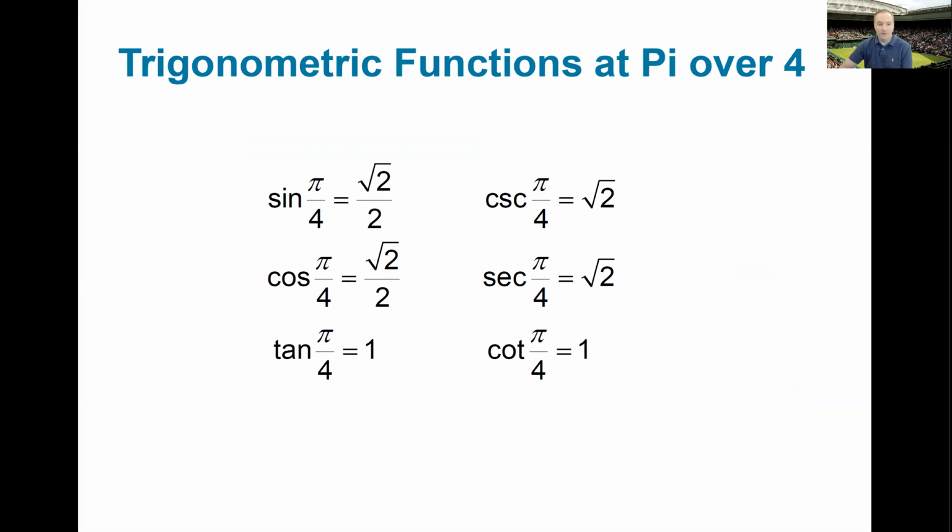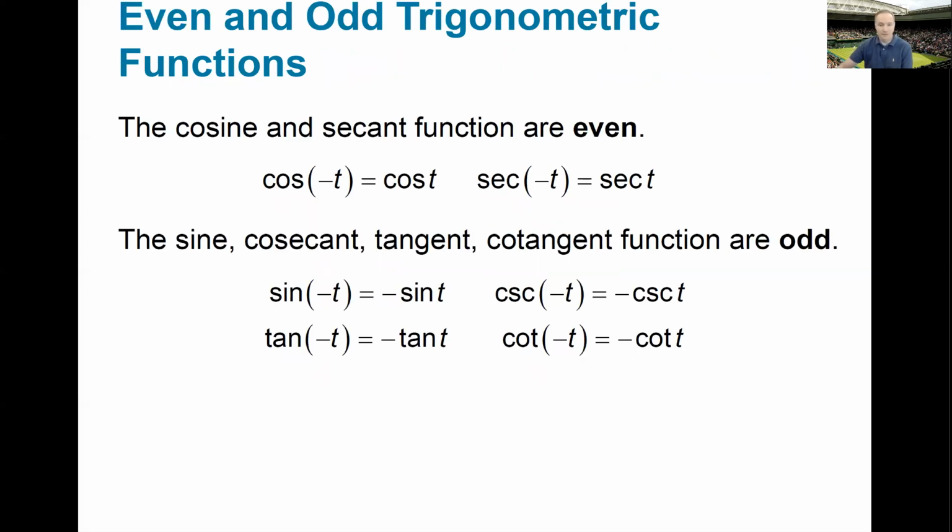As we've discussed, the sine and cosine are both the square root of 2 over 2. The reciprocals are just the root of 2. And then the tangent and the cotangent, which is saying the sine over the cosine or the cosine over the sine, it's just 1, since those values are the same.